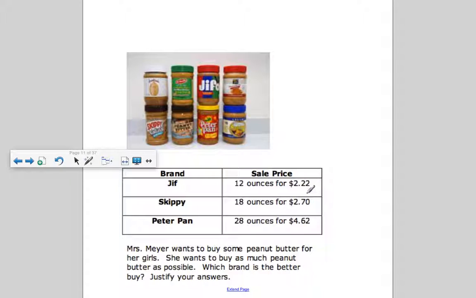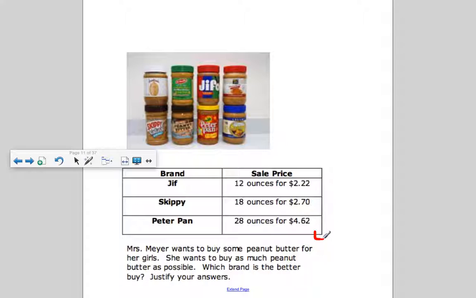So on your own, I'm not going to do this in the video, but you need to divide $2.22 by 12. You need to break it down. Think of a bar model. You have $2.22, and you break it down to 12 sections. How much would it cost per section, per ounce? Think of a bar model. You have $2.70. You've got to break it down into 18 ounces or 18 sections. How much will it cost for each section?